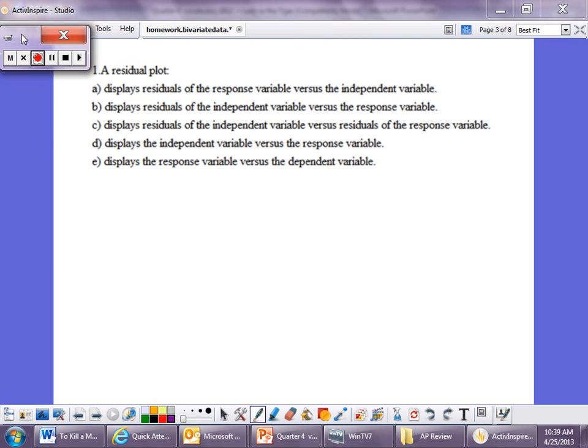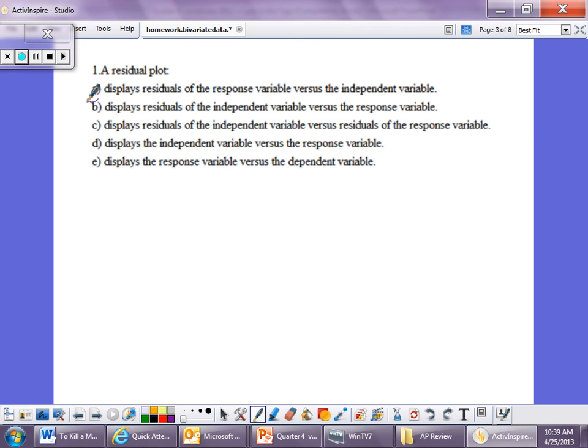A residual plot. This was straight out of the notes. A displays residuals of the response variable versus the independent variable. It's the residuals of the response variable versus the independent variable. Letter A is correct.